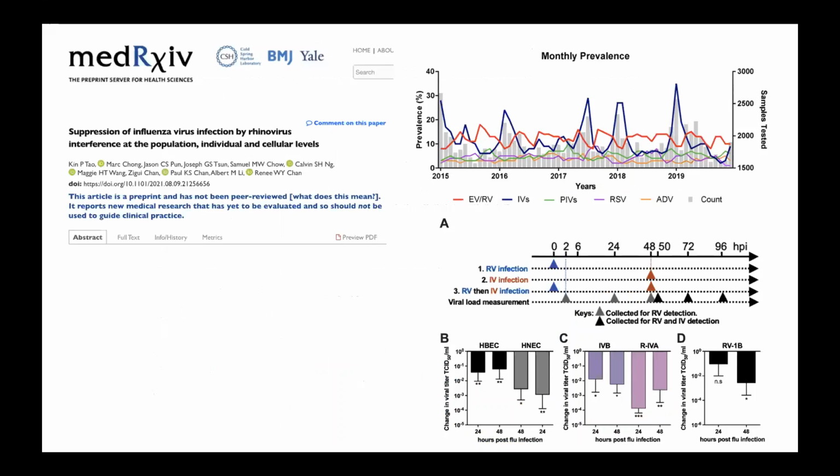Sorry to jump to this slide, because recently we tidied up the overall 2015 to 2020 data about virus interference between influenza and rhinovirus. From this figure, you can see that the blue lines represent influenza, while the red lines represent rhinovirus. There is a pattern of occurrence: if the influenza peaks early, then the next peak will be the enterovirus and rhinoviruses.